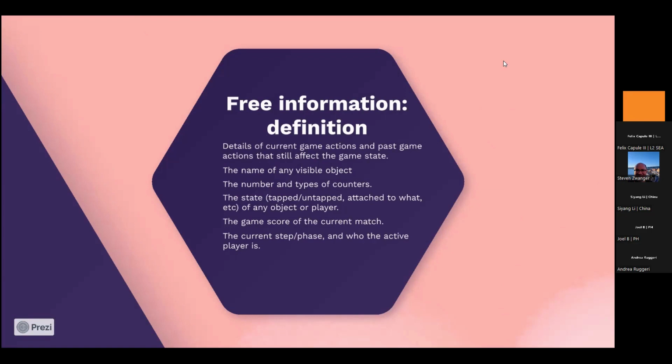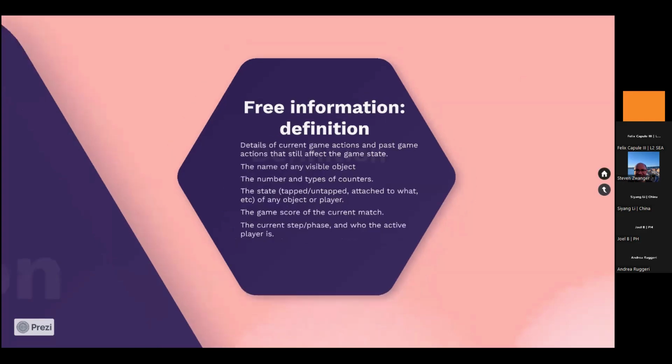The name of any visible object, that can be a card, a token, a counter. The number and types of any counters that aren't already mentioned in status information, so any counters on permanents, for example. The state of any object or player: whether something is tapped or untapped, whether it's face up or face down, whether it's front side or back side, what something is attached to. The game score of the current match, so, for example, who's won the first game. Also, the current step or phase, and who the active player is. These are all types of free information.